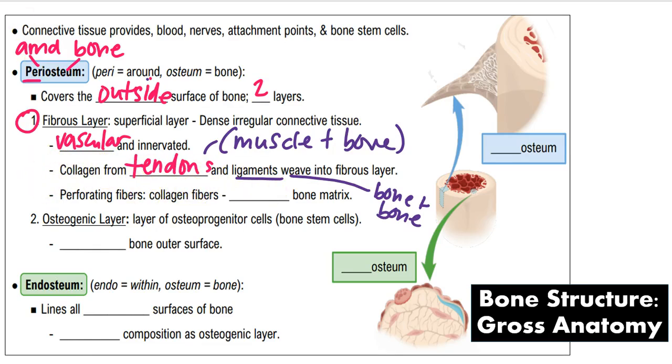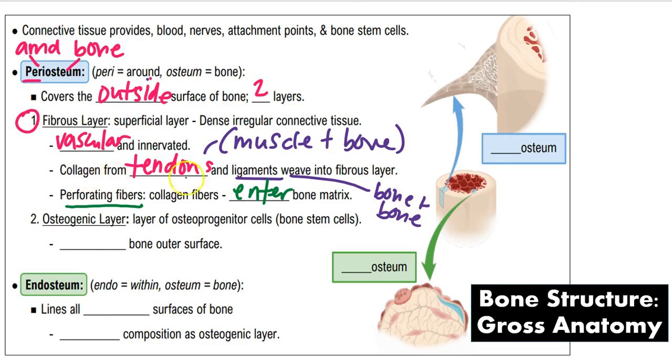Now, of course, you still need to reinforce that actual strength and make sure you reinforce the attachment itself. And what we use is perforating fibers. These are collagen fibers that are going to enter the bone matrix. So yes, it weaves itself into the bone matrix itself. That's going to make it even more strong and powerful for those tendon and ligament connections.